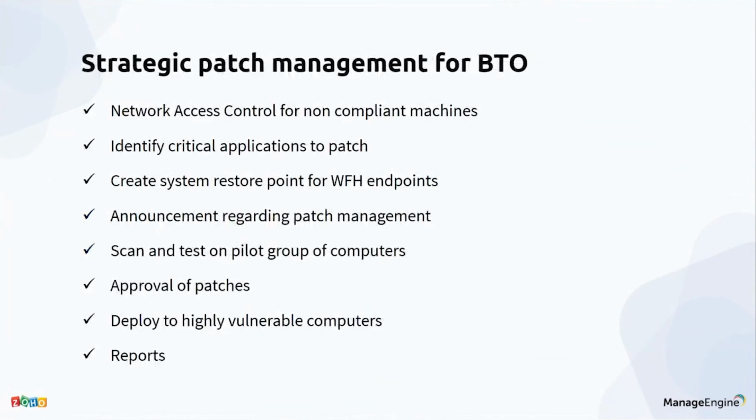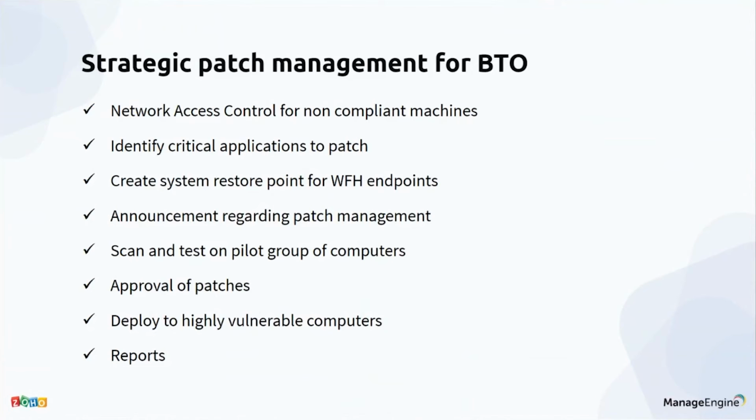Previously, we have seen how to manage the endpoints during the work from home scenario, and now we shall create a patch routine for back to office machines. The first objective will be enabling network access control for the non-compliant machines and identifying the critical applications to patch them in priority. Post which, we will be creating a system restore point for all the work from home machines. In case of experiencing any challenges through patch deployment tasks, we are safe to restore the backup, and that's the primary objective of creating the system restore point.